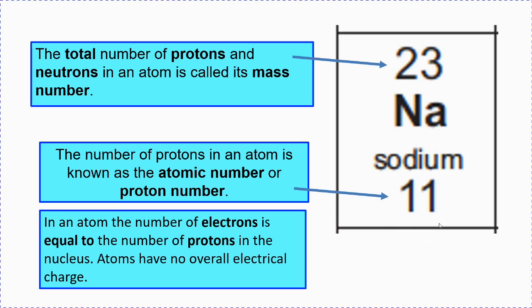So the rest of them must be neutrons, okay? So if I do 23, take away 11, that will give me the number of neutrons. So 23, take away 11 is going to give me 12 neutrons. So it doesn't have to be the same number as the bottom number, okay?